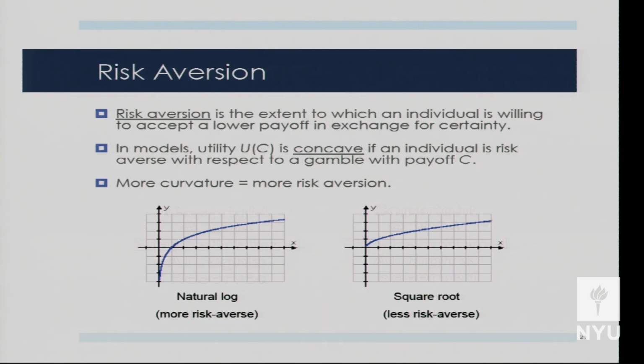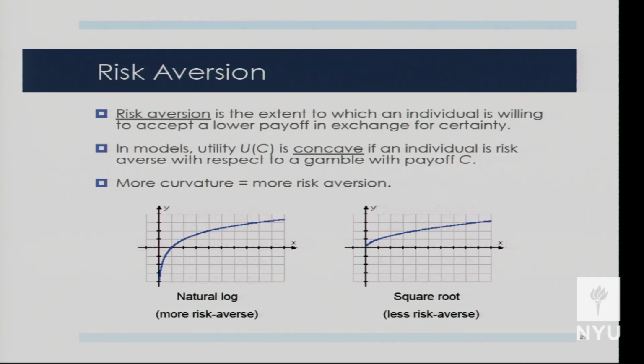In other words, both of these utility functions feature risk aversion. So in models where U of C is concave, an individual is risk averse with respect to any gamble, and more curvature is also going to mean more risk aversion. This is the plot of a curve of the natural log, ln. That's the square root. So this is where U of C equals ln C. This is where U of C equals C to the 1/2. This one has more curvature than this one. What does curvature really mean? It means that the slope is getting flatter more quickly. We start off with a steeper slope and it gets flatter faster. That's all curvature means. Curvature means it looks more like a C than like a straight line.